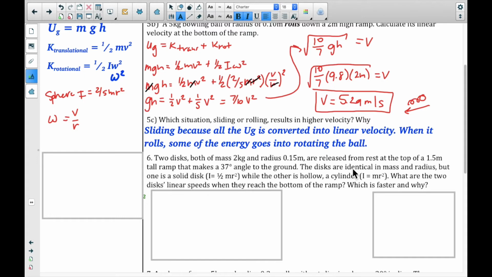So kind of back up to this diagram here, in the first case, it's just sliding, so all that energy goes into sliding. Whereas in the second case, we have this rolling. And we can see, if you're losing some of that, because that's not going to go as fast as the one that's going straight down. And the reason is because all that energy gets converted into linear, whereas in the other one, some of the energy goes into rotating as well.